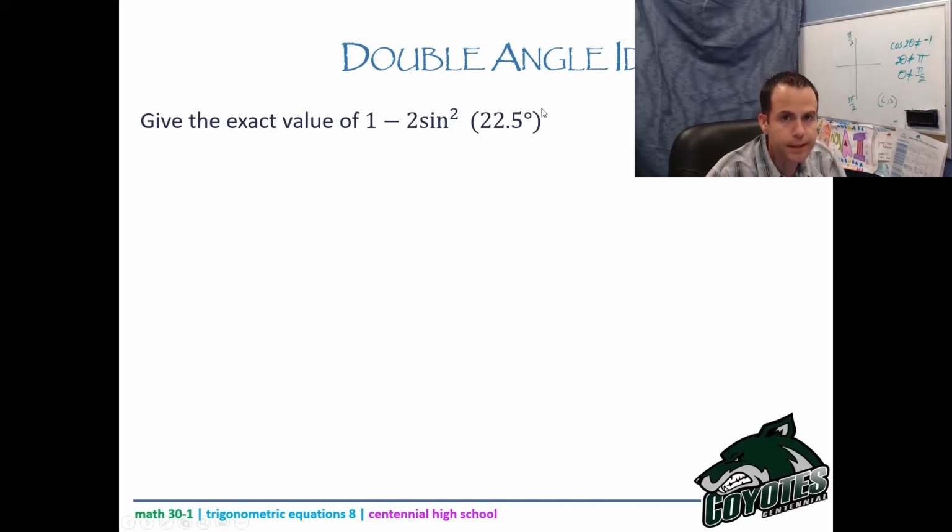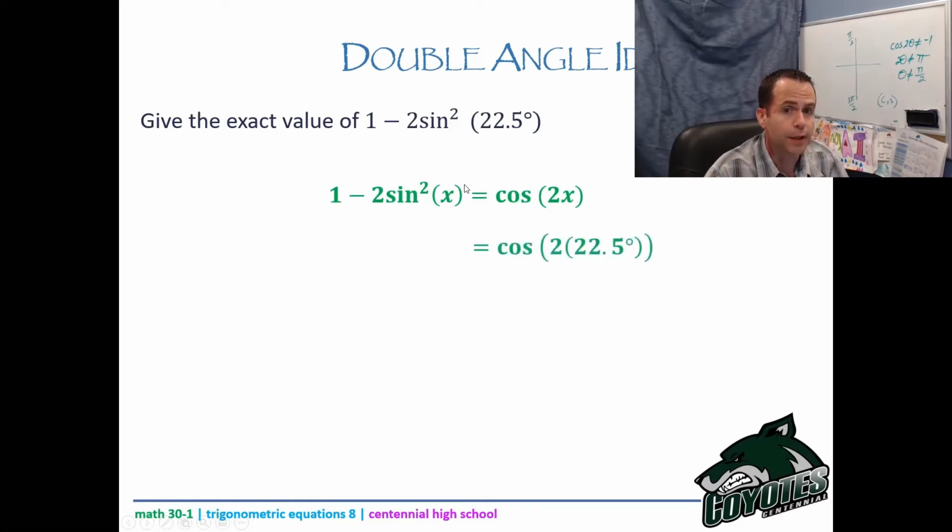So this is cos of 2 times 22.5, because theta here, or alpha on your formula sheet, is 22.5. So I'm saying 1 minus 2 sine squared x is the same as saying cos of 2x. Therefore, I know that this is now going to be cos of 2 times 22.5. Well, 2 times 22.5 is 45, so this just becomes the cos of 45, which is root 2 over 2.